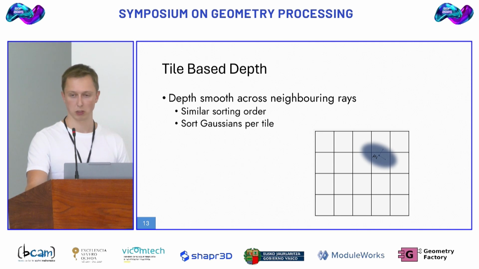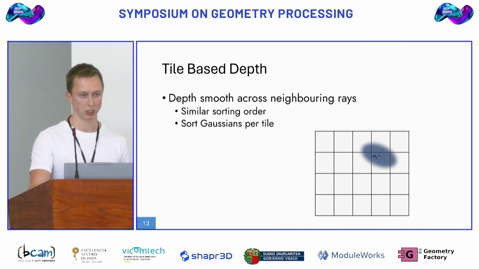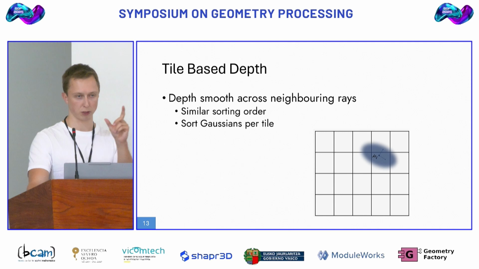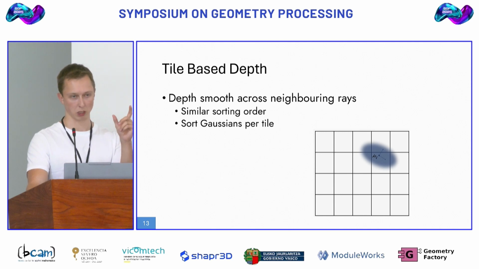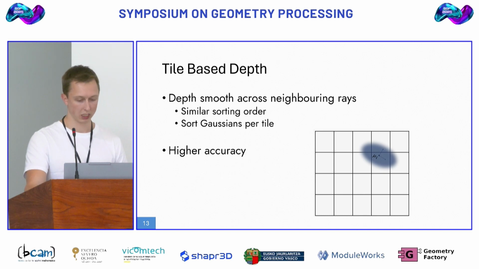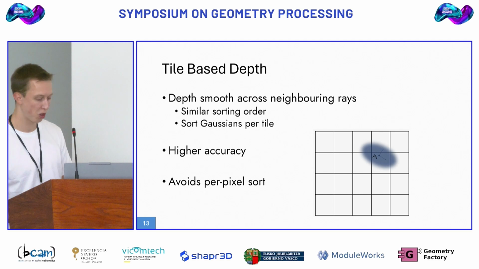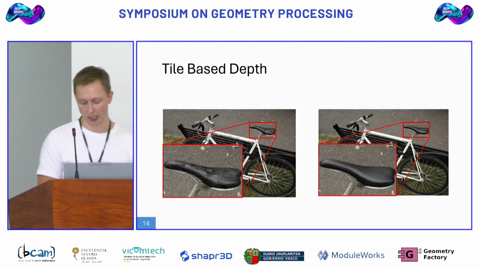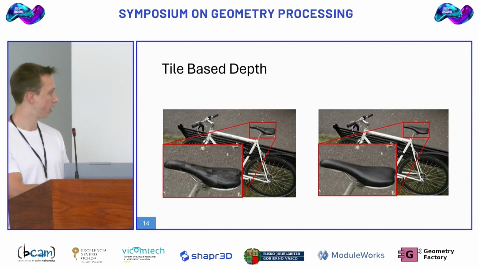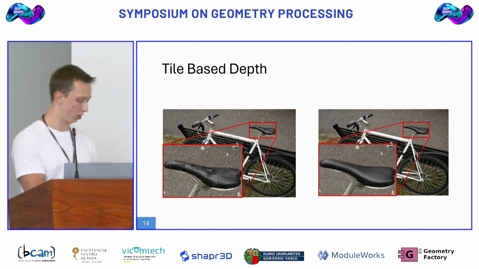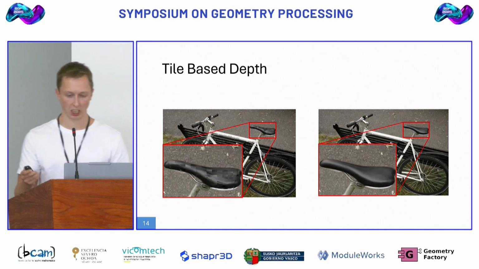This should give a pretty good result because if you think about it, the depth of a Gaussian should be pretty similar across neighboring rays. So this should also mean that the sort order is similar. So we would get higher accuracy and avoid the per pixel sort. However, if you do this in a naive manner, you can see that we do get some weird artifacts across these tile borders. So still not what we really want.